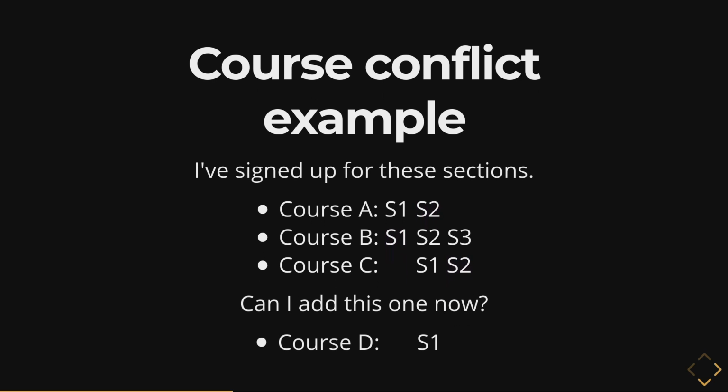So now I'm going through my course registration and I want to know, can I sign up for course D now that I've added A, B, and C?